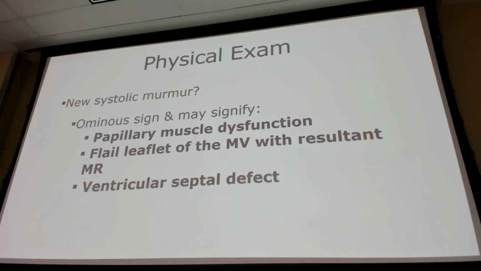All right. So, we do worry about any new systolic murmur. So if you hear a murmur and they don't have a history of one, then we have to worry about a papillary muscle dysfunction, some sort of mitral valve pathology or ventricular septal defect. Usually by the time they're presenting with acute myocardial infarction, hopefully they know if they have a VSD or not, because they probably had it their whole life.